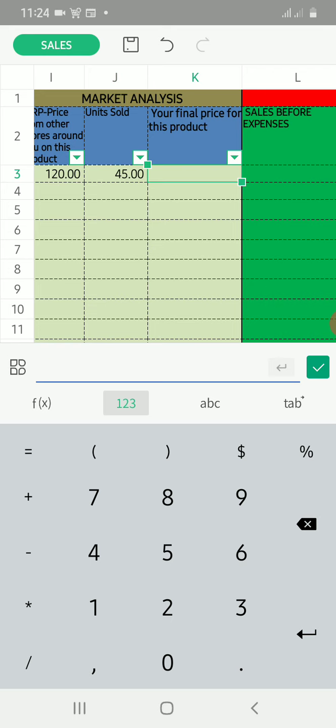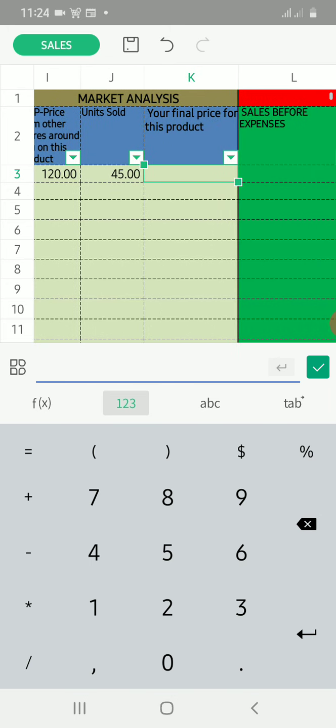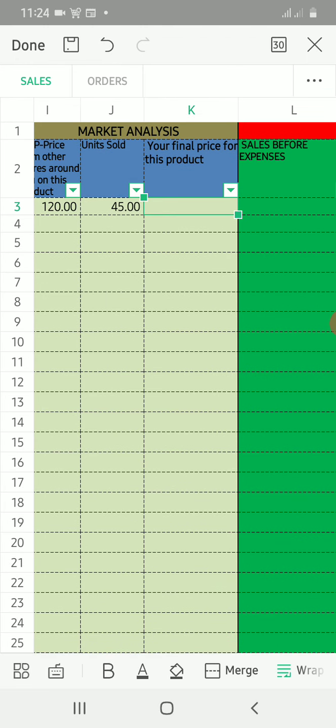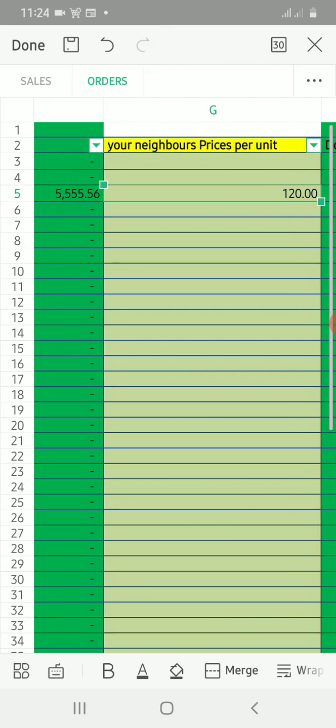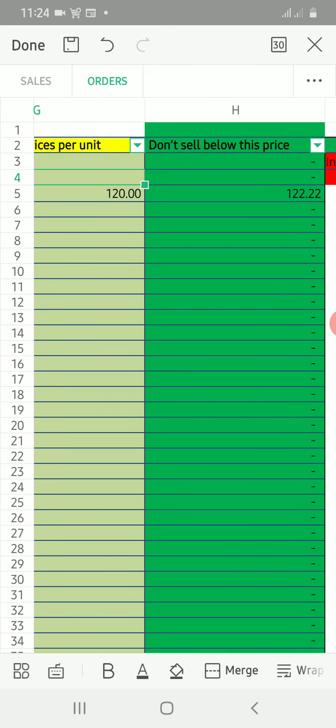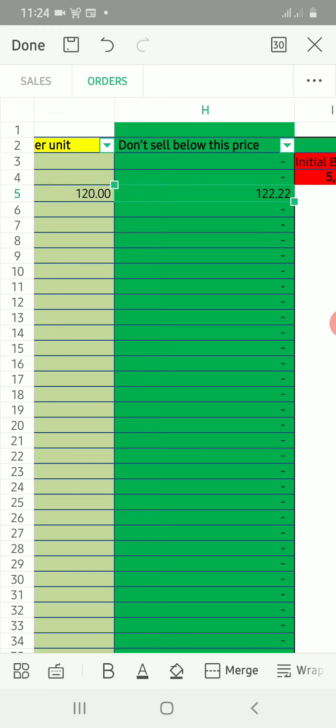Okay, so how will you determine your final price for this product? Remember, your neighbor is selling at 120 shillings, right? So now you use your own discretion to determine your price. In this case, let's assume, since your neighbor is selling at 120 and the tool guided you not to sell below 122.22 shillings, what will you do?